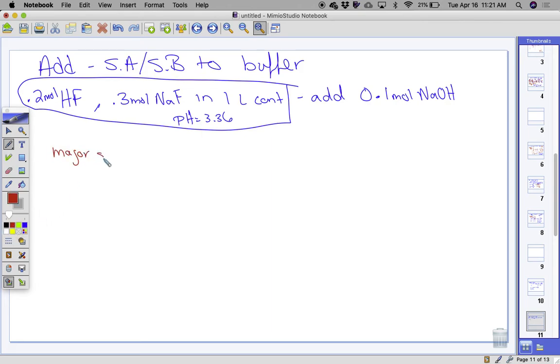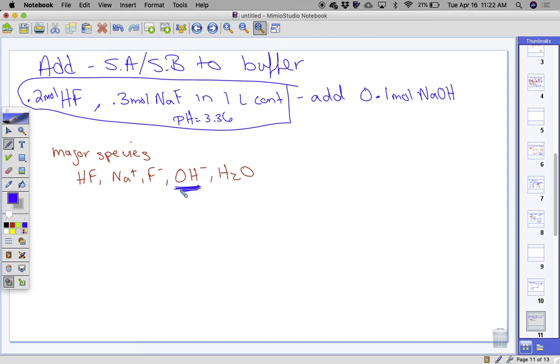List your major species in solution. I have this buffer, and I've put in NaOH. What are my major species? HF, Na plus, F minus, Na plus again, OH minus, and water. Okay, what happens here is we have this strong base. Do you notice that you see this? This is the hard part, because once you can see this, the math part I can show you.